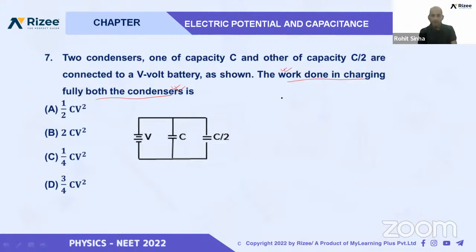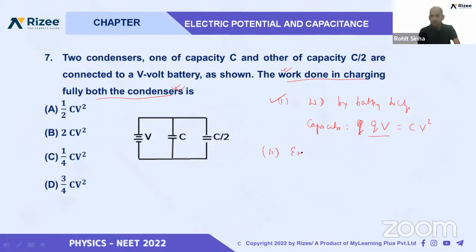Now you have to do this question. I tell you a few more things. Work done by a battery to charge a capacitor is equal to Q into V. This is the formula. This much work is done by a battery. Or we can write it like this, CV square. I'm telling you the formula. You have to use this formula and solve the question.